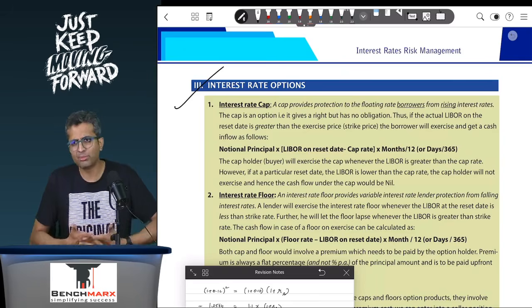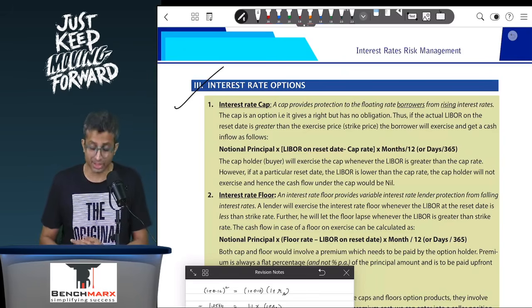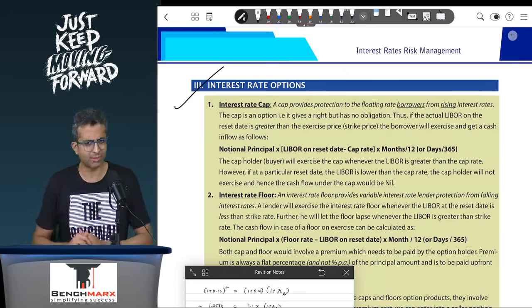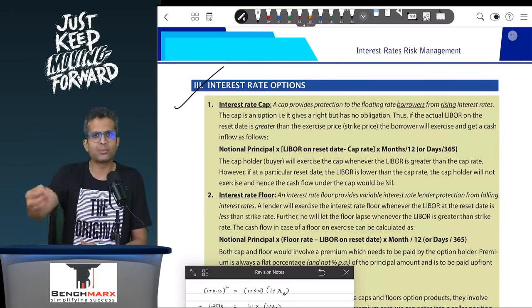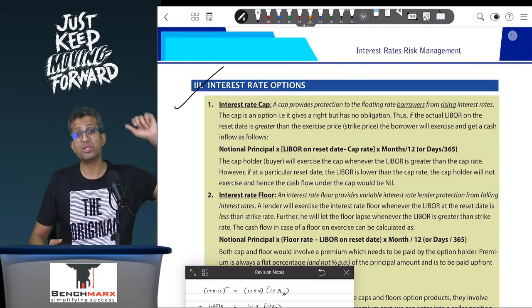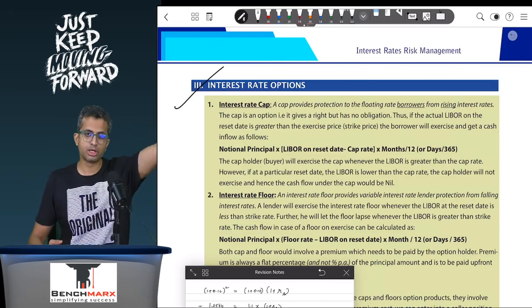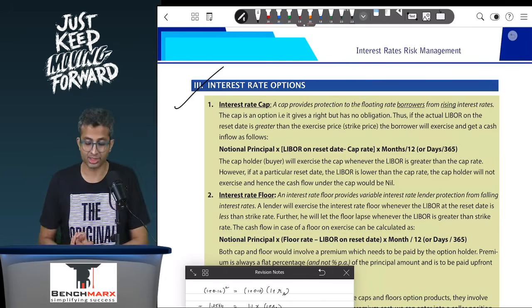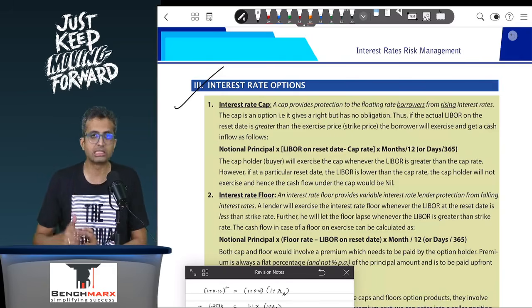However, if the LIBOR is only, for example, 8 or 9% and the cap exercise price is 10%, then the cap on that particular date will not have any separate payoff, because if the rate goes beyond the exercise price, only then will the cap be exercised. So cap protects a borrower from a possible increase in the interest rate.